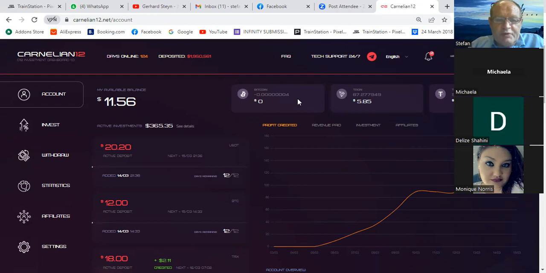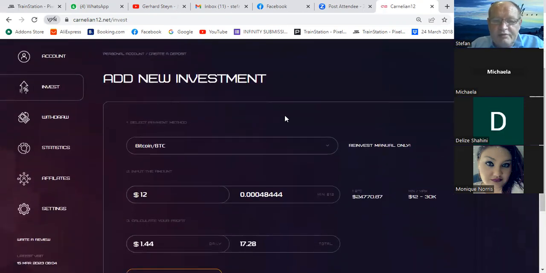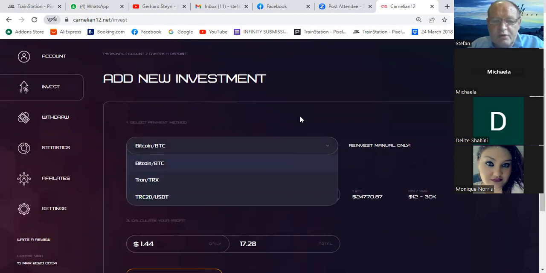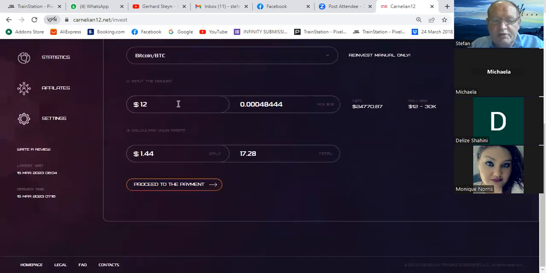Now, there's a few ways to invest. Once you're registered, then if you're sponsored in, you contact the person that's going to sponsor you in. If you've got your own money, even better, because then you can do with it what you want. You're going to go to invest. I'll get back to the account pages now. Invest is very easy. You select your coin. There's all 3 of the options. You select the amount you want to put in and proceed to payment.